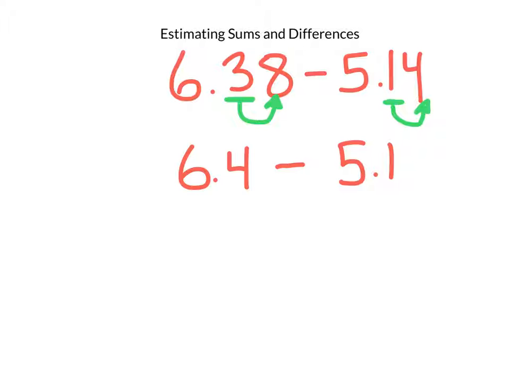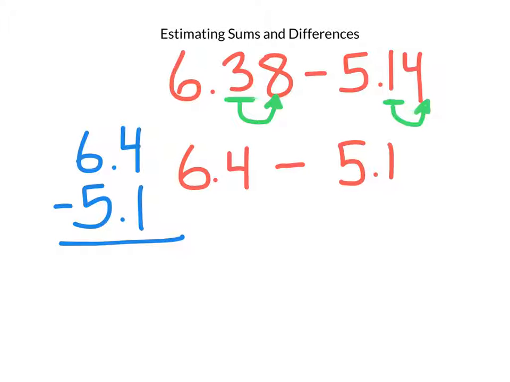Perfect. Now that I have that, the next step is writing it vertically. You've got it. 6.4 minus 5.1. Now that my decimals are lined up, I should get a beautiful answer. 4 minus 1 is 3. I can drop my decimal down there. 6 minus 5 is 1. And that is estimating sums and differences to the nearest tenth.